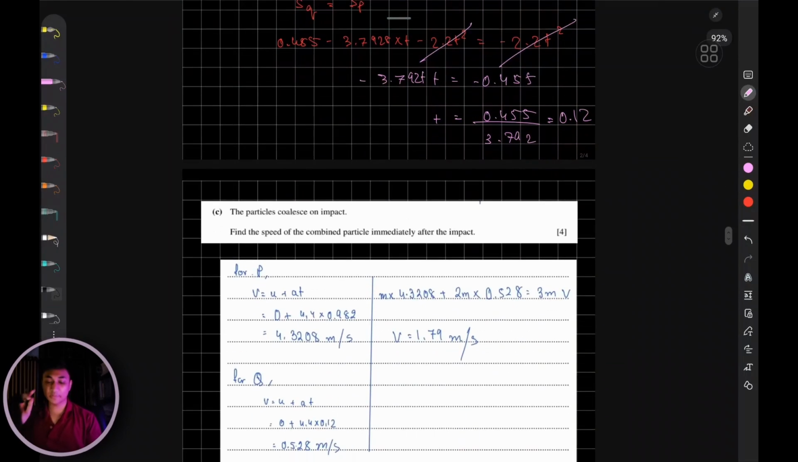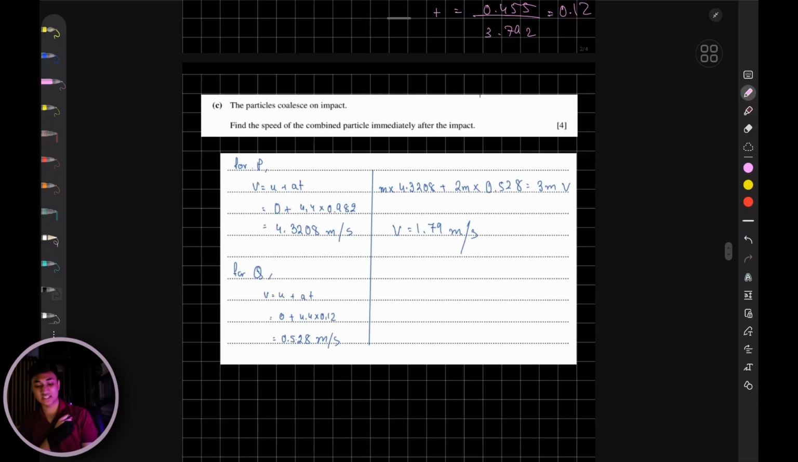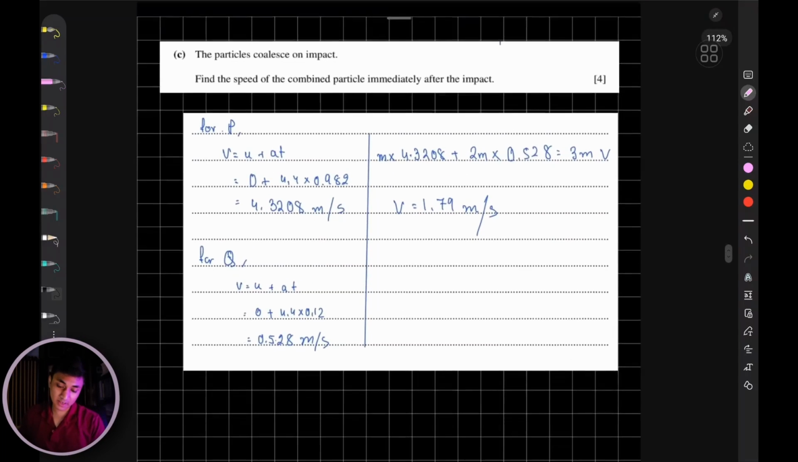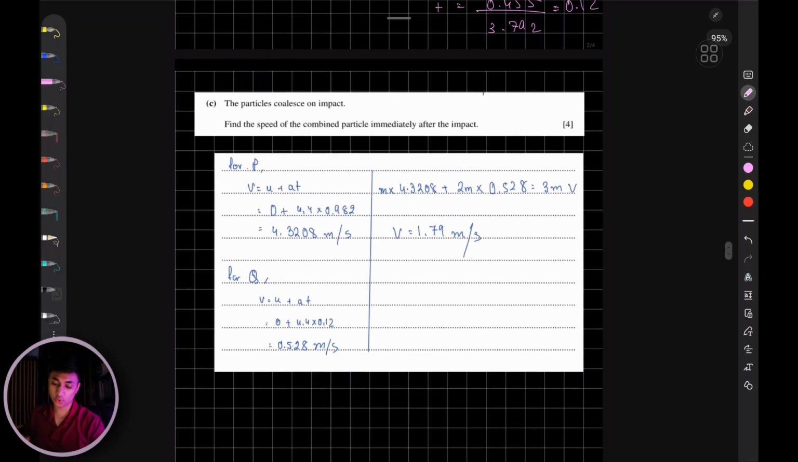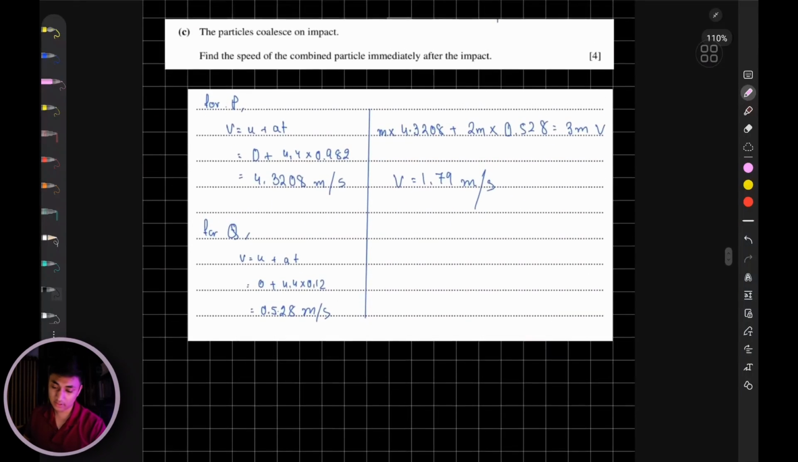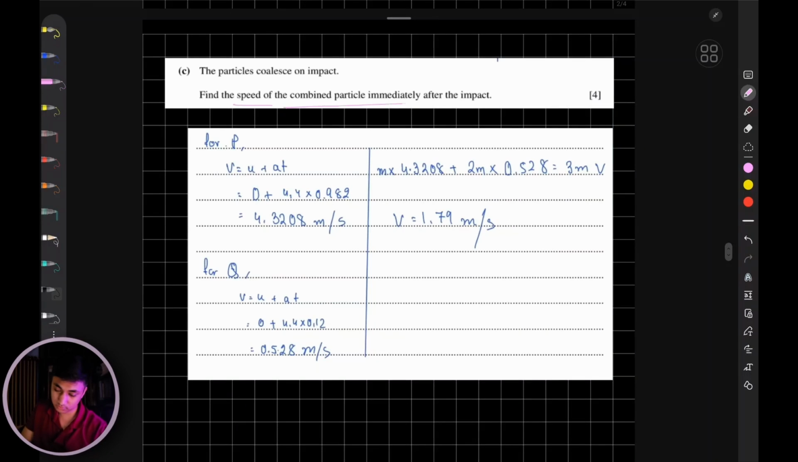So anyways, that was part B, but you're also left with another part, that is part C, right? So part C is telling you, it's basically basic momentum, conservation of momentum. The question is asking you, the particles coalesce on impact, that is, they're going to join together, and find the speed of the combined particle immediately after the impact. Right, so they're going to join together and they're going to have a speed. They're both going to have the same speed, right?